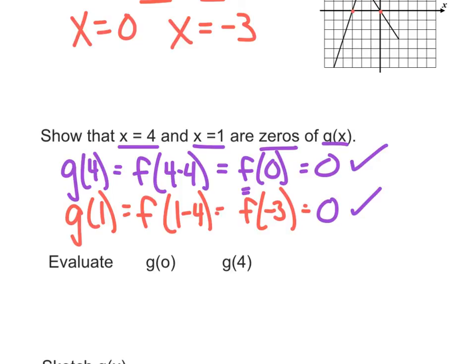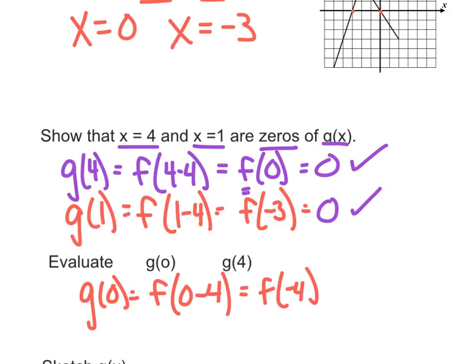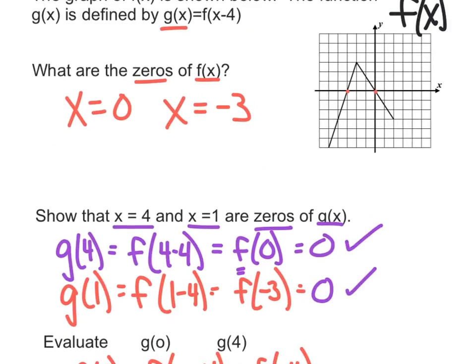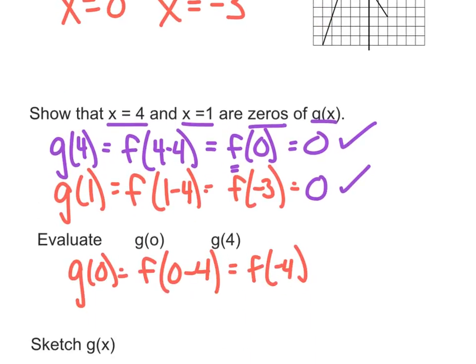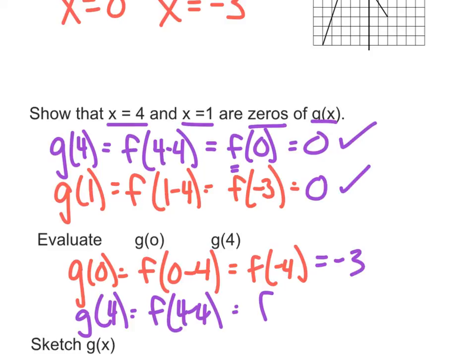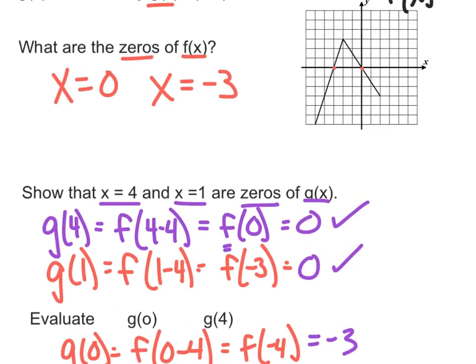Evaluate g of 0 and g of 4. Okay, well, g of 0, I'm just going to plug 0 in that function, so I'm going to get f of 0 minus 4, which is f of -4. So I'll have to go evaluate f of -4. I'm going to count over 1, 2, 3, 4, and it has a height of -3. And g of 4, which is equal to f of 4 minus 4, which is f of 0. So if I go back and look at f of 0, f of 0 is 0.